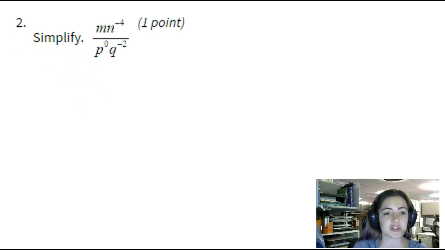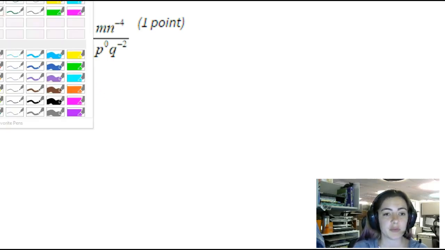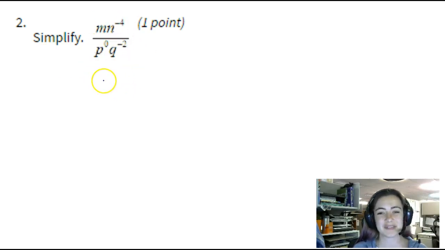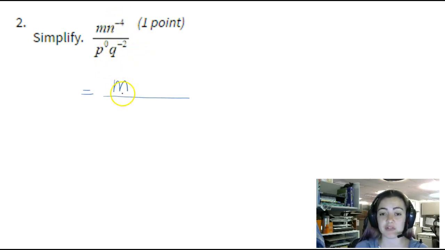Alright, for problem 2, we're still simplifying, but this time we have only variables. So m times n to the negative 4, all divided by p to the 0 times q to the negative 2. Let's start with one variable at a time. Our m is just going to stay in that same spot. You can't simplify m any further. M to the first power is m to the first power. N to the negative fourth power, though, we know that negatives switch the side they're on. So it's in the numerator, it's going to go to the denominator. So we have n to the positive 4 power.